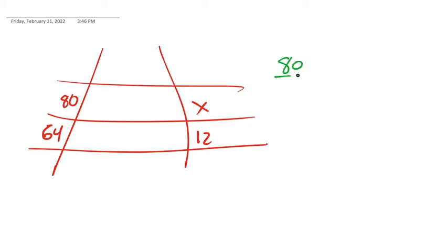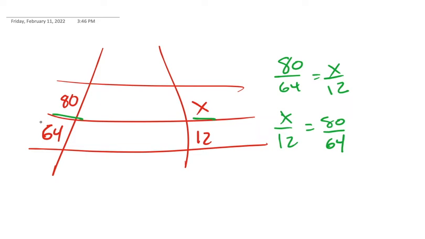And you could do 80 over 64 equals x over 12. You can start on the left or start on the right. X over 12, this over this, equals this over this. And really, if we're honest, we could do bottom, top, bottom, top. We could honestly do 64 over 80 equals 12 over x. But you don't want to get too involved in all the different combinations. So then again, we cross multiply and solve. How would you set this one up?